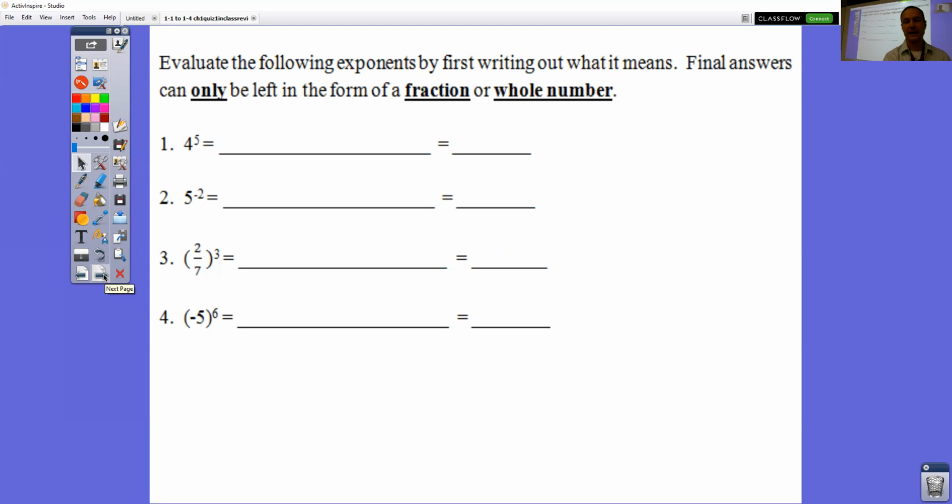So you're going to put it in expanded form in that middle column. And then final answers can only be left in the form of a fraction or a whole number in the third column. You can't put it as a decimal in that third column. Go ahead and pause the video. Try questions 1 through 4.